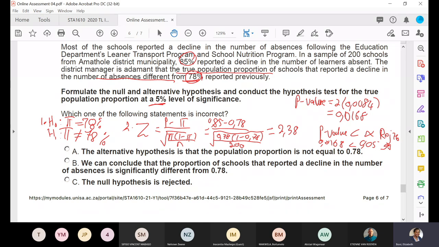So now let's answer the question. The alternative hypothesis states that the population proportion is not equal to 78. That's what we stated, not equal. And we can conclude that the proportion of schools that reported the decline of absence is significantly different from 0.78. We can conclude that the population proportion that reported the decline is significantly different. Because we're rejecting the null hypothesis, therefore we say they are different, because we're saying they are not equal. Because if they were equal, we wouldn't be rejecting the null hypothesis. So therefore, this statement is also correct. So both of them are correct.